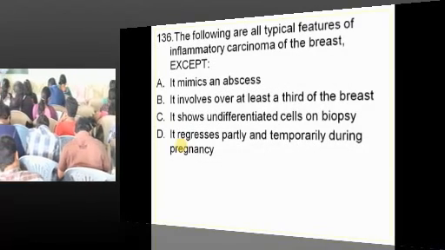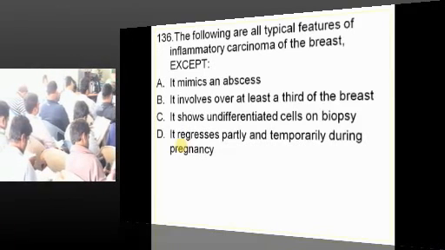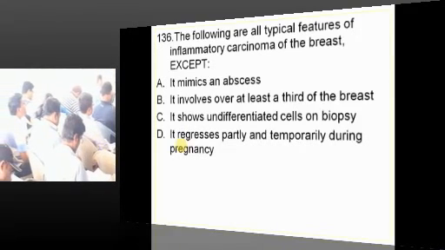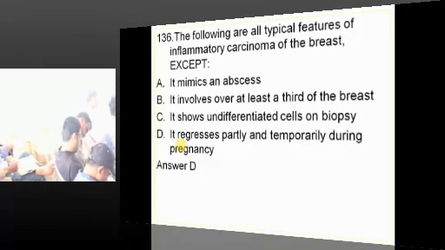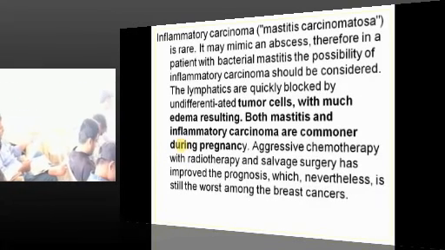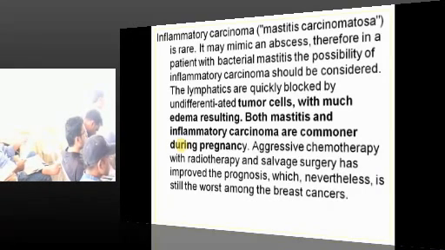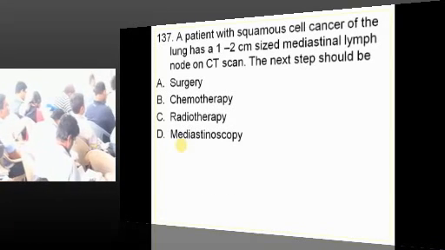Inflammatory carcinoma of the breast. What is the exception about it? Give some confident answer. D, sir. That's right. Pregnancy makes it increase in size, is what you need to remember. Both mastitis and inflammatory carcinoma are more common in pregnancy. Mediastinal lymph node is 1 to 2 centimeters.